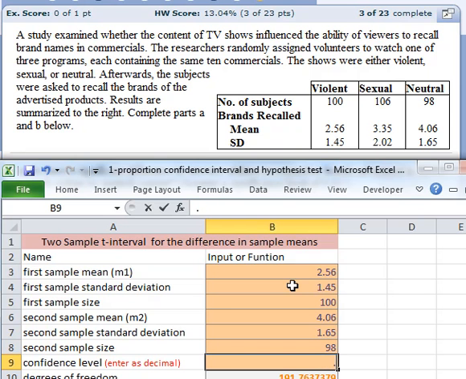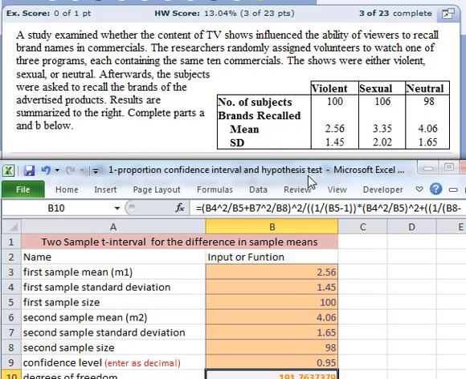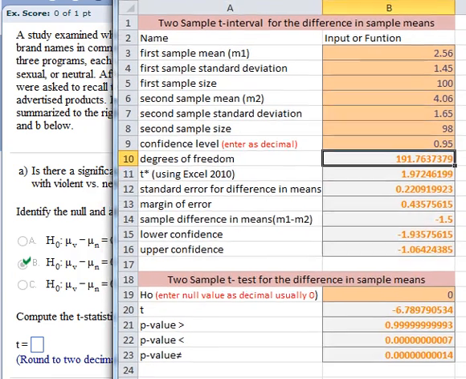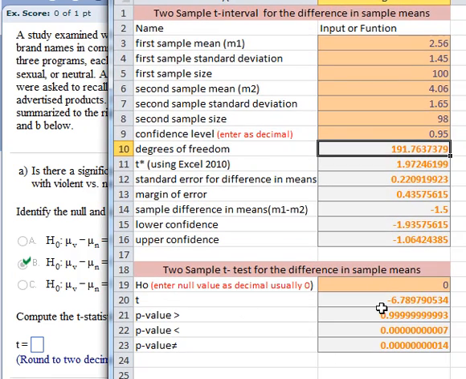And if you want, you can do a 95% confidence interval. That kind of helps you with your conclusion. All right, now we want to go down and test. We want to look for the t-statistic, which is this number right here, the negative 6.78, or they just want it to 2 decimal places, so negative 6.79.